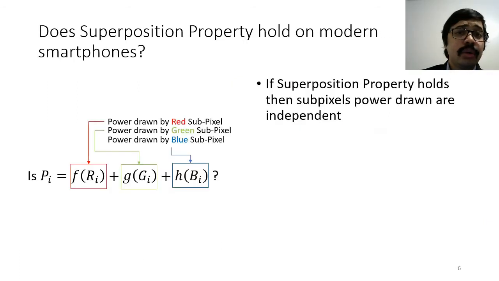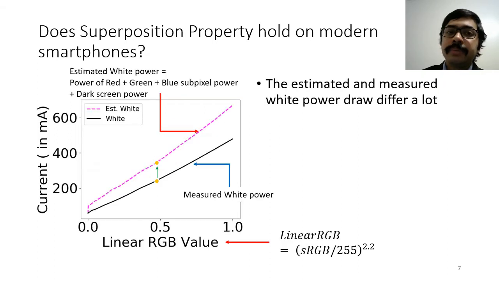The first critical question we ask is: is the pixel power the sum of its constituent subpixel powers? We call this the superposition property. This superposition property is critical to show if subpixel powers drawn are independent of each other. The property has been used extensively in the prior works, which we will see does not hold for modern OLED displays. Let's observe the superposition property for Moto Z3.